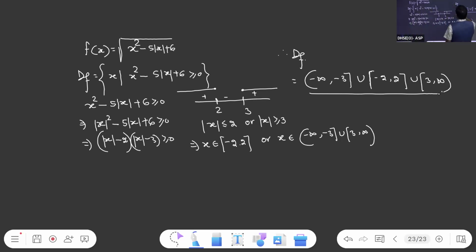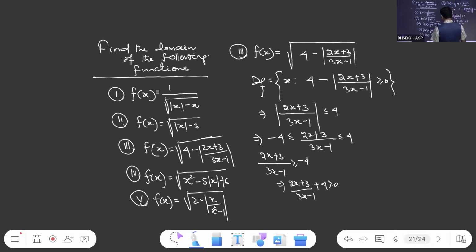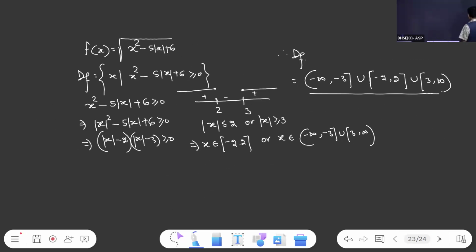Then come to the last question. f of x is equal to under root 2 minus x upon x square minus 1 mod. Okay. Come to the solution.